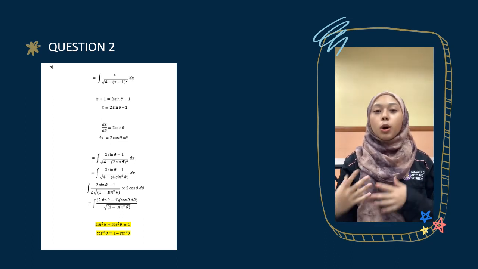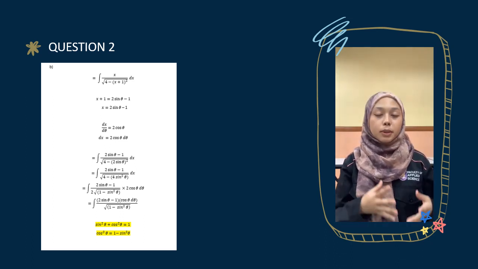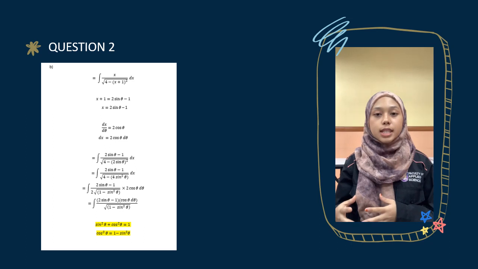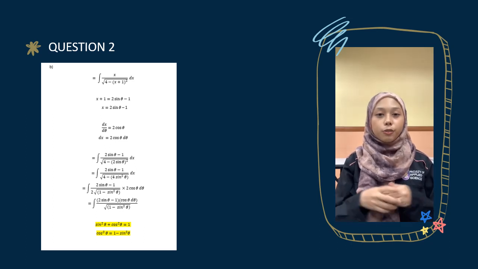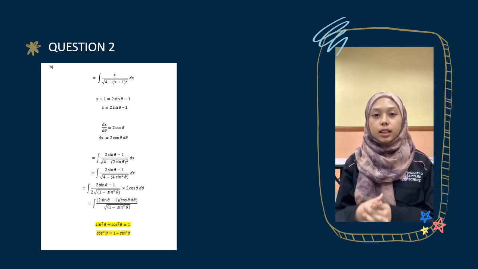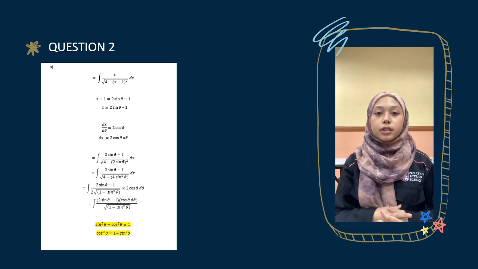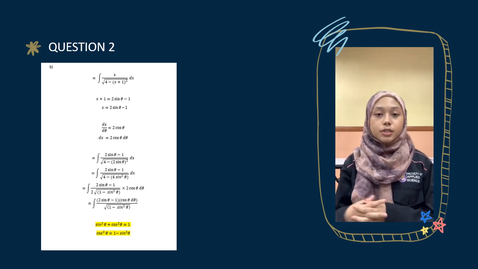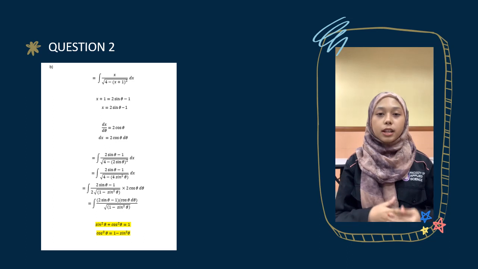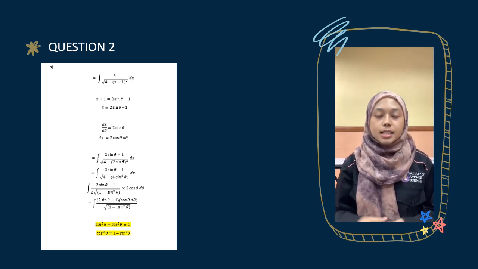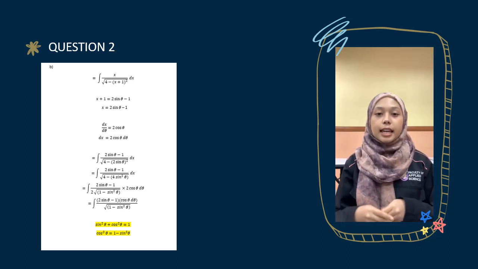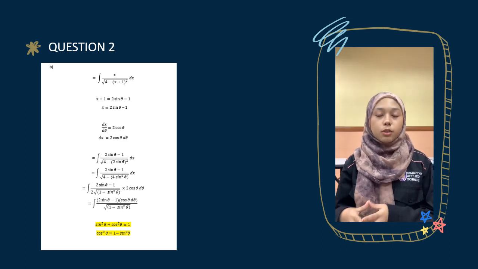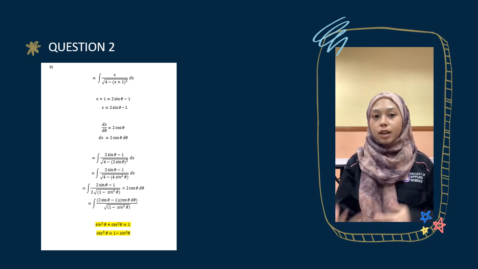Question 2b is related to the above question, which is question 1. It needs you to complete the square. From x plus 1 equal to 2 sin theta, we need to find the value of x, and it gives 2 sin theta minus 1. Then, differentiate dx over d theta of sine, which gives cos, and find the value of dx.